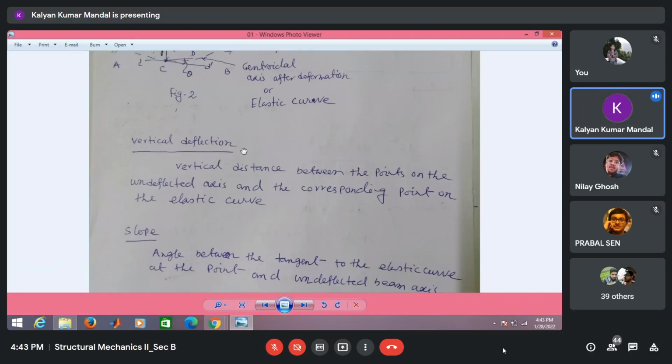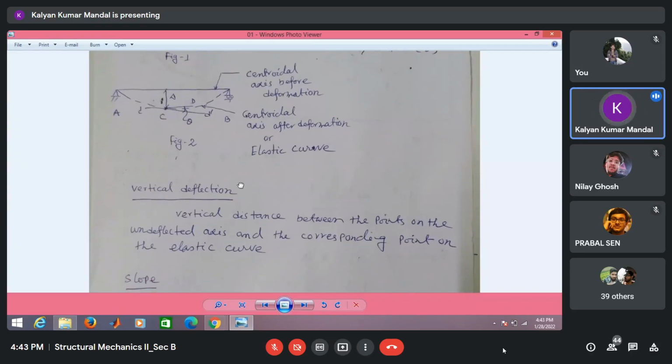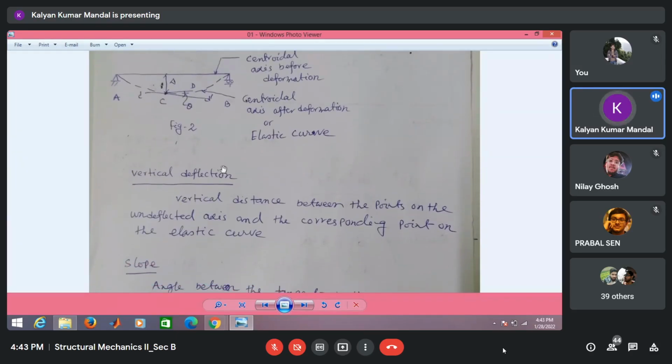Here, we measure the vertical deformation as well as the slope with respect to the initial centroidal axis of the beam. That means we consider the centroidal axis before deformation as a reference line. With respect to this line, we try to find the vertical deflection as well as the slope.